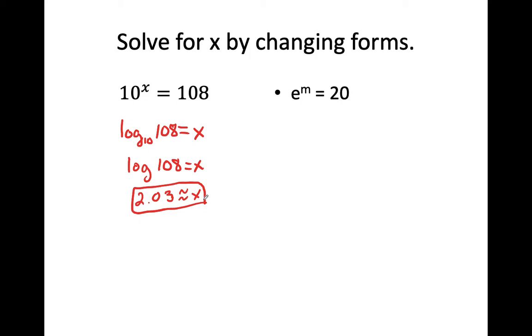So let's do our last one here. If we change this into logarithmic form, my base is e, so this is log base e. This is going to be equal to m, because m is my exponent. So then this 20 is going to fill in here. Now this log base e, we want to see that as just simply being the natural log of 20 is equal to m. And now I can just put my calculator to work again.